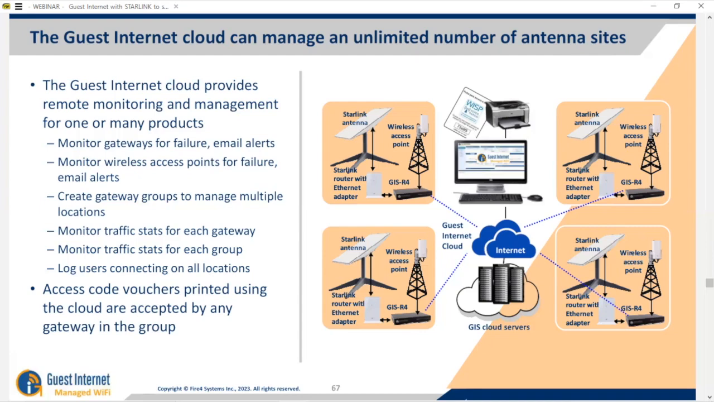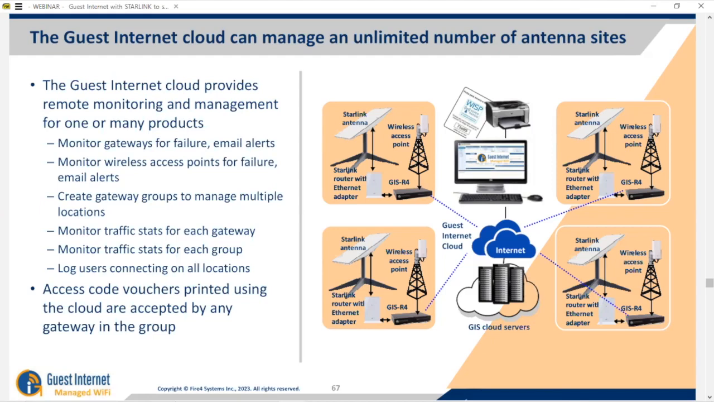Now, we can add gateways to a cloud account, and we can add gateways to a group. And so we can have several groups. Maybe the person providing the service is providing a service for 3 towns. And so we can have 3 groups, and each town has, let's say, 10 Starlink antennas and wireless access points. And so each group can have 10 gateway products. And so it makes it very easy for the person providing the service to manage all the equipment in that network.